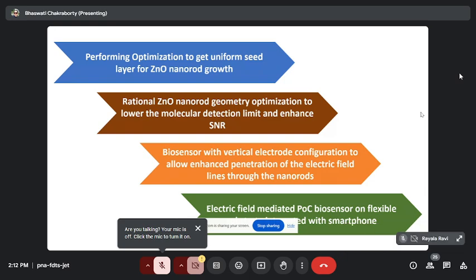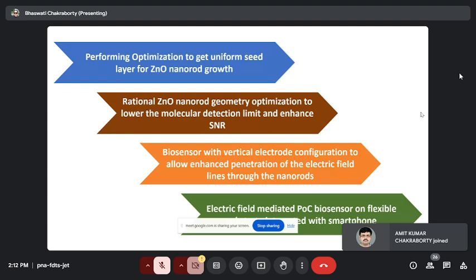Next, rational zinc oxide nanorod geometry optimization was carried out to lower the molecular detection limit and enhance the SNR. After that, we researched a vertical electrode configuration for the direct capture of biomolecules on the sensing surfaces. And lastly, we'll be discussing electric field mediated point-of-care biosensing devices on a flexible platform, which would be used for direct capture of biomolecules.